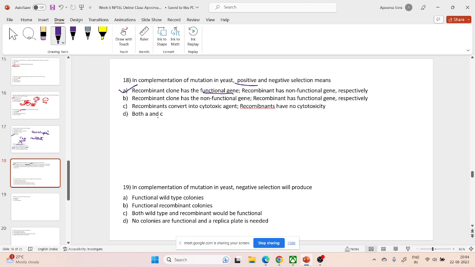Now we come to the next question. In complementation of mutation of yeast, negative selection will produce functional wild type, functional recombinant clones. Both wild type and recombinant would be functional. No colonies are functional. Replica plate is needed. What is the answer? Or the question is not complete?